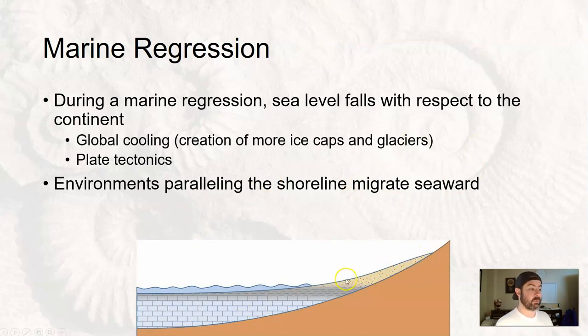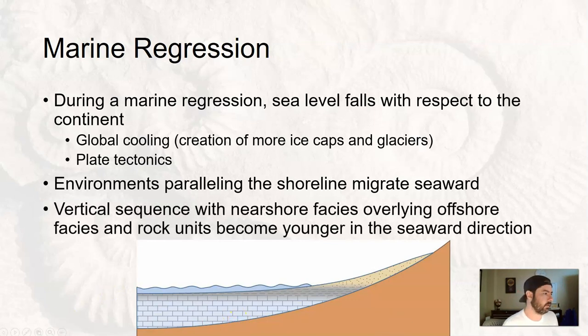So in this case, environments paralleling the shore migrate seaward. So the beach kind of moves seaward, out, all right, because the water level is falling. So all of this stuff, these environments, are moving seaward. And in this case, the vertical sequence of nearshore facies are now overlying rocks that were kind of more offshore facies.